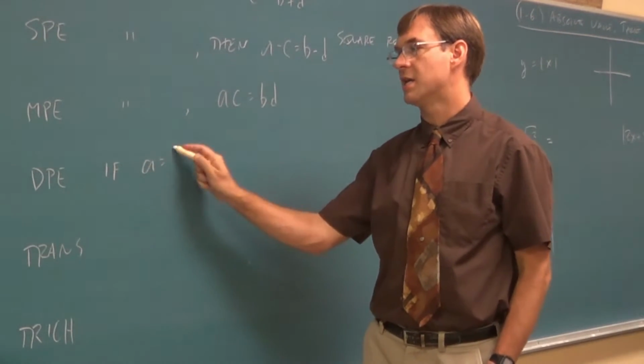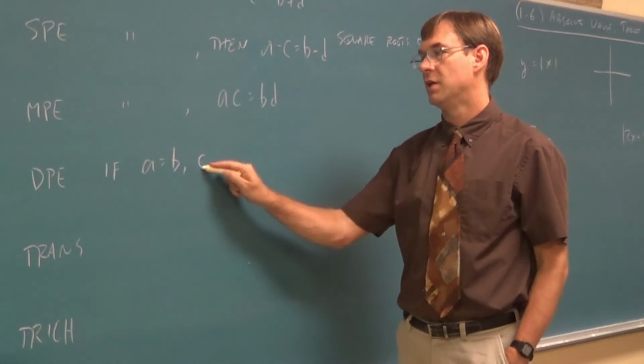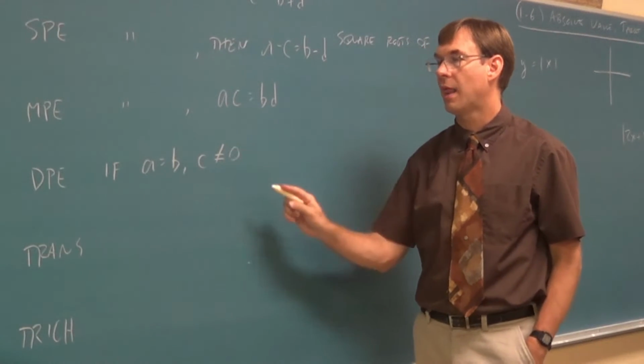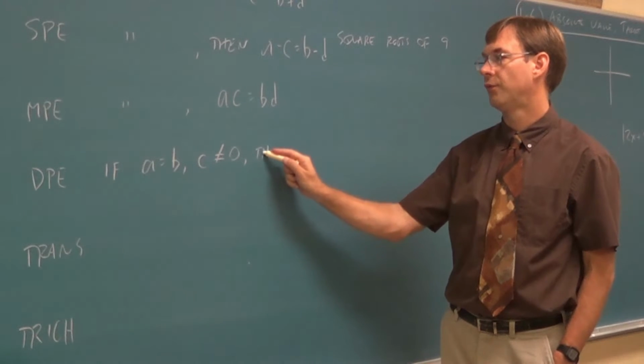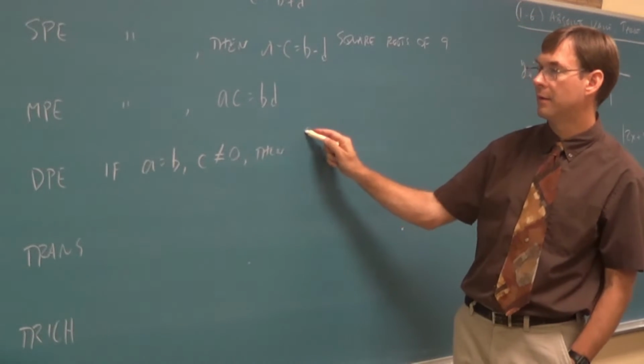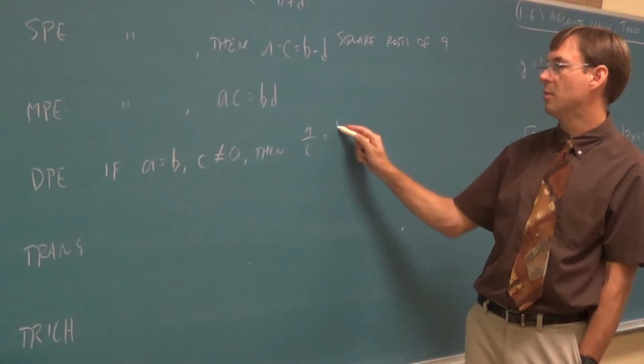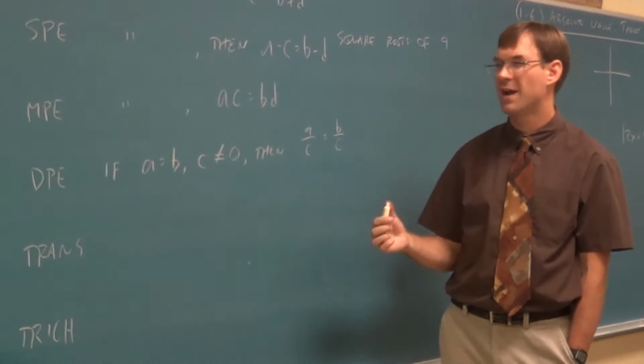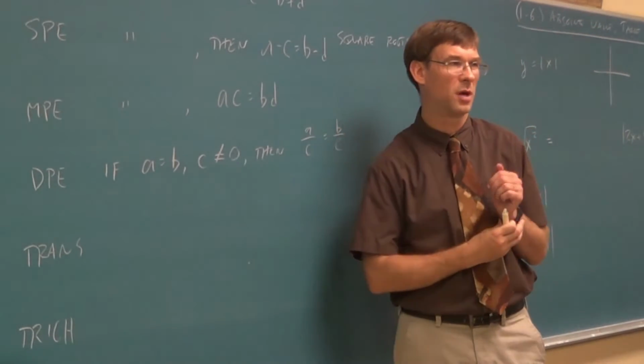So this is like, you have equal things, you have some third number not allowed to equal 0, then the A could divide C, the B could divide C. Dividing, you're not allowed to divide by 0. That's been a rule for a while.